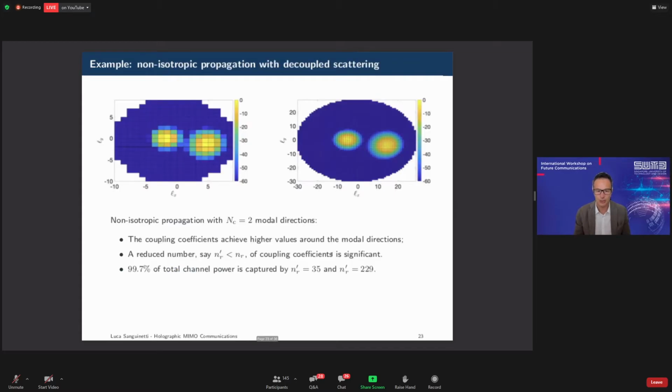If you consider non-isotropic propagation conditions, the situation is different. You are not receiving power from everywhere in the angular domain, but only from particular directions, like in this case. But the situation is the same. If you increase the size of the array, you increase the number of degrees of freedom in the system. For example, in this case, the number of degrees of freedom is 34, while in this case it is approximately 229. Okay, but there is a lot to gain, as you can see here.